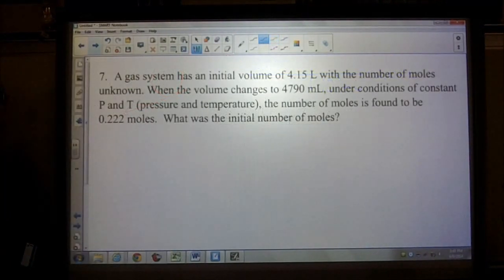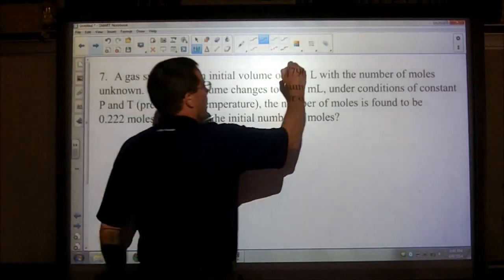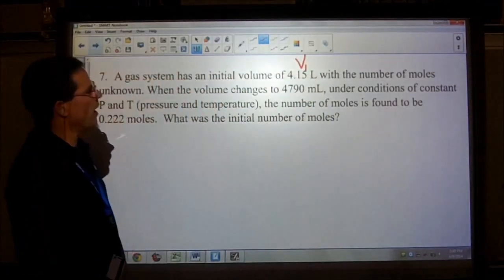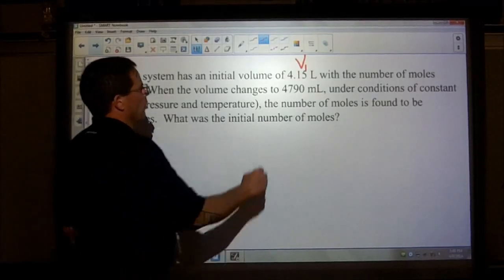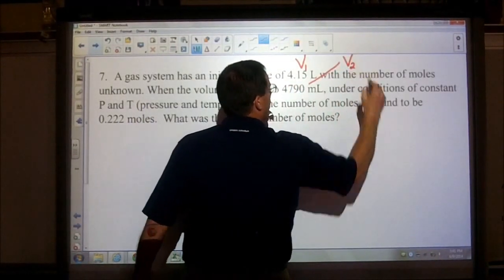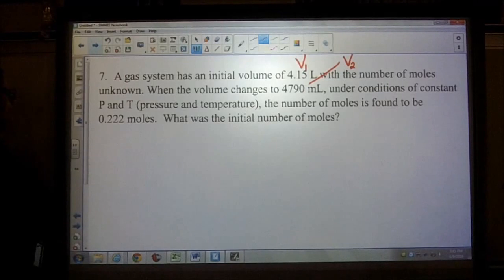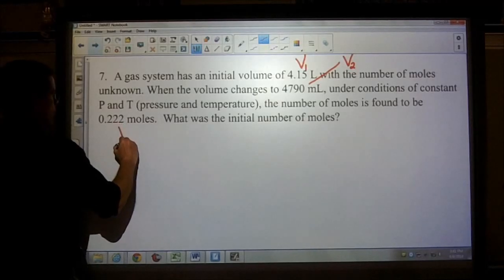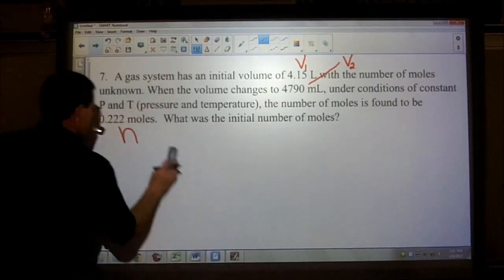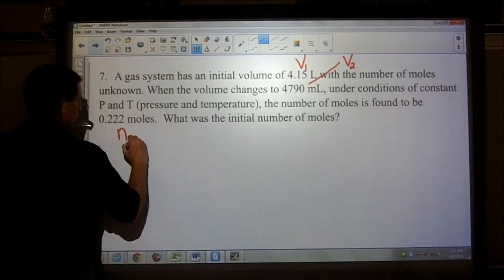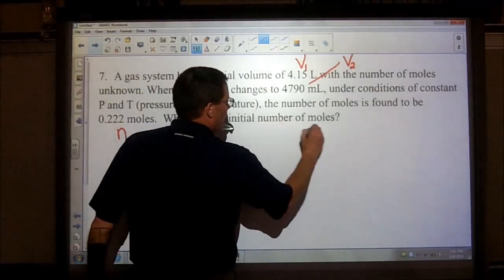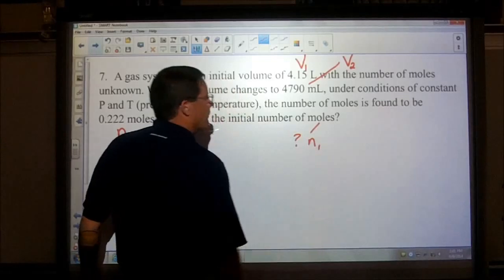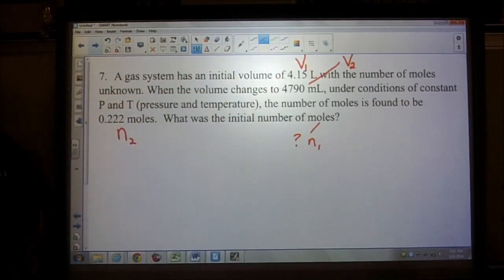Number 7. A gas system has an initial volume, V1, of 4.15 liters, with the number of moles unknown. When the volume changes, so V2, under conditions of constant pressure and temperature, the number of moles is found to be, so our final number of moles, N2, is 0.222 moles. What was the initial number of moles? So question mark, N1. All right, so we have a volume and number of moles relationship.